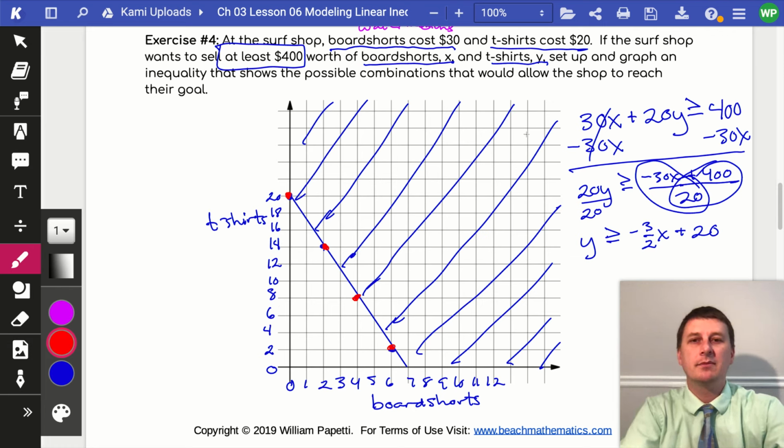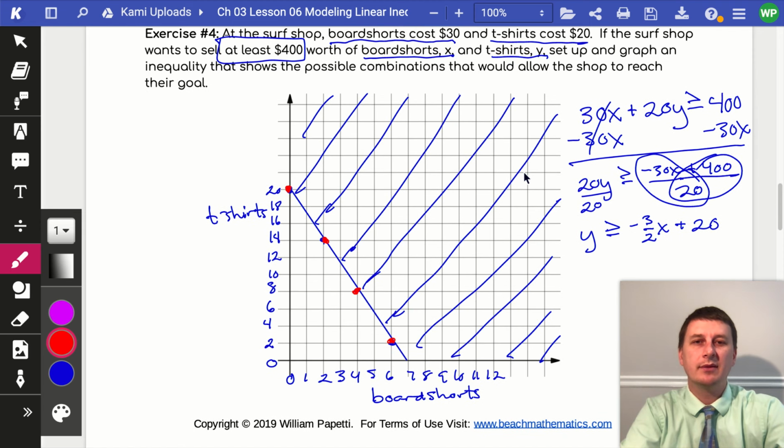Now we have finished modeling linear inequalities, and you are ready for chapter number 4.